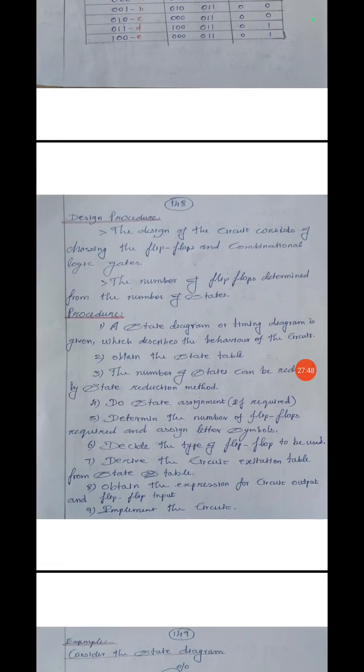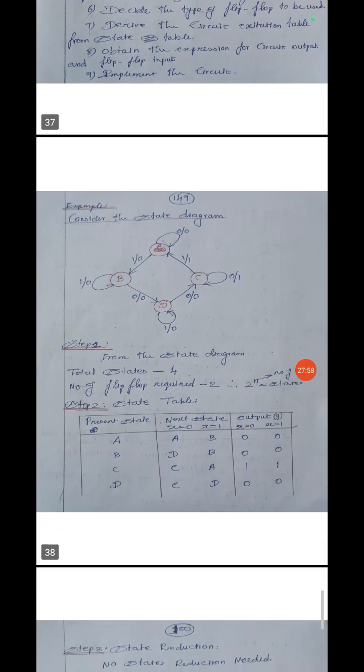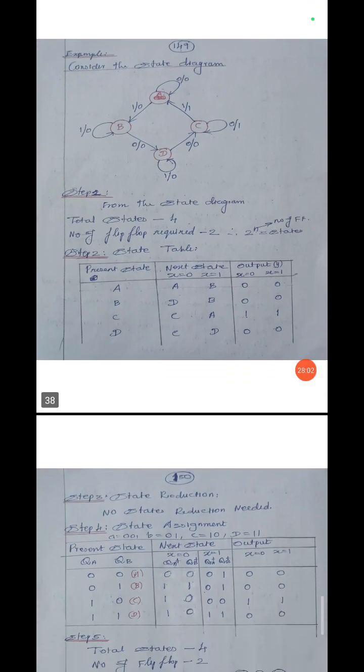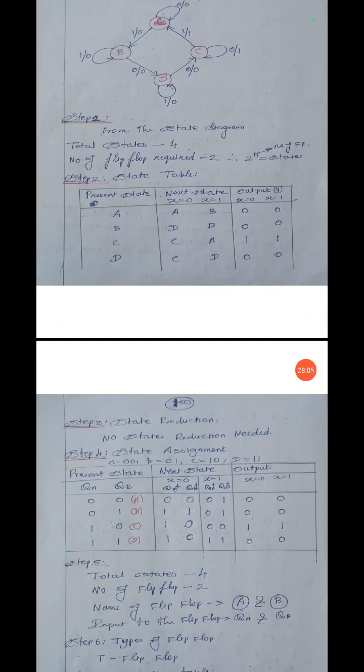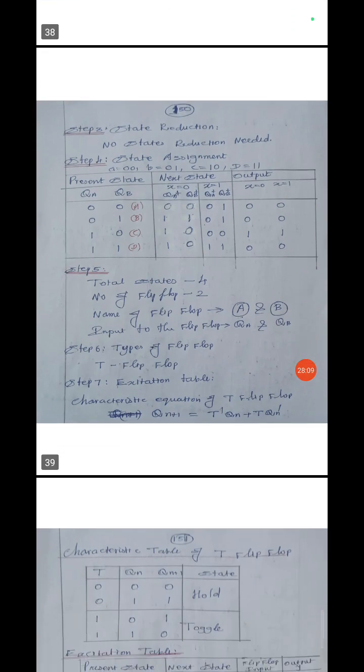Next one is the design of clocked sequential circuits. The design procedure has 9 steps, so it is very important. The design procedure may be asked in a 1-mark question. What is the design? First they will give a state diagram, then from the state diagram you have to write the state table, then state table reduction, then state assignment.